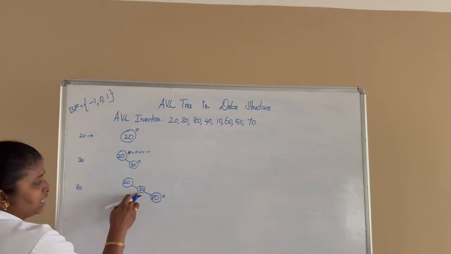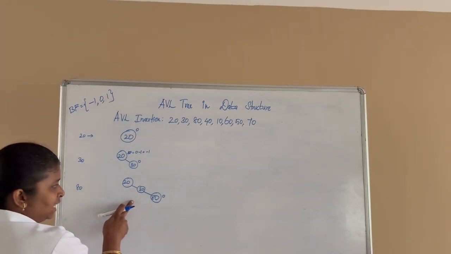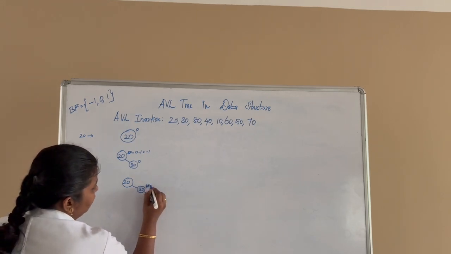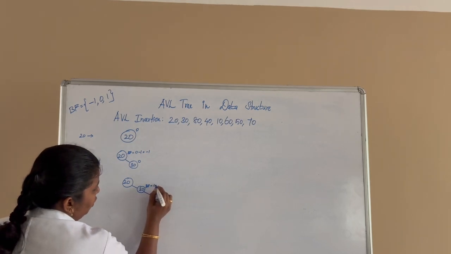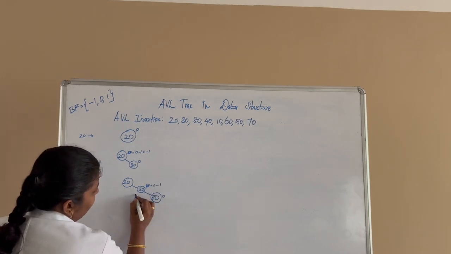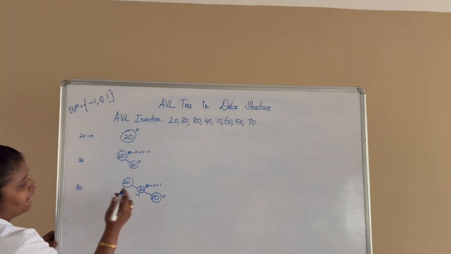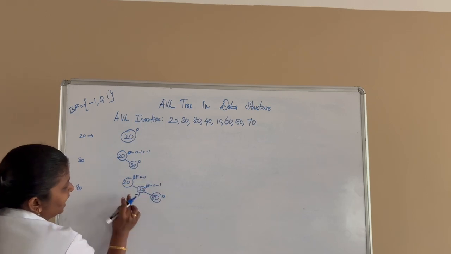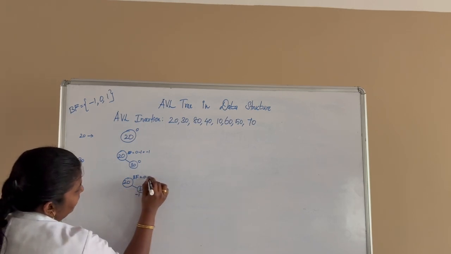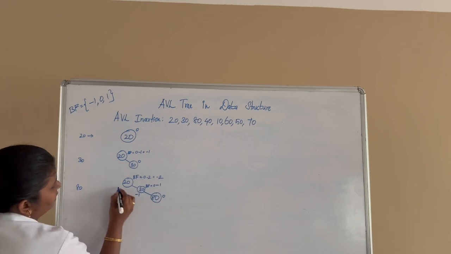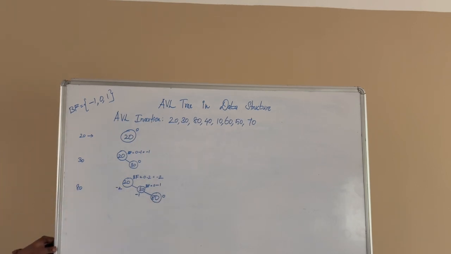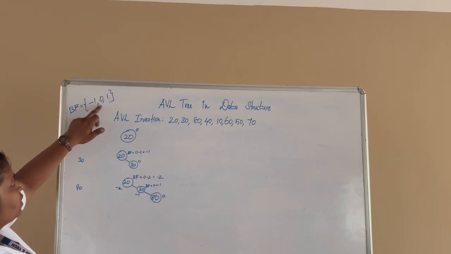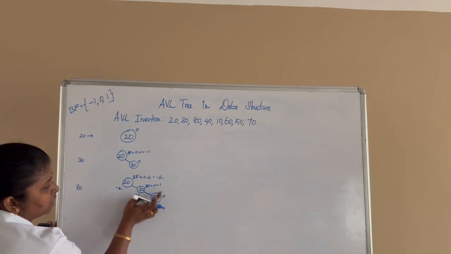For 30, there is no left subtree, so the height is 0, and we have only one right side tree. So the balance factor is height of the left subtree 0 minus height of the right subtree 1, which is equal to -1. For calculating the balance factor for the root node, the height of the left subtree is 0 minus height of the right subtree 2, so the balance factor is -2. This -2 is not within the prescribed values -1, 0 and 1, so here the tree is not balanced.